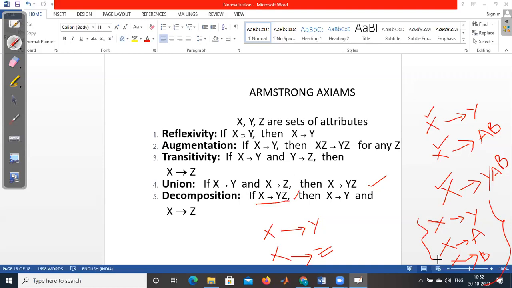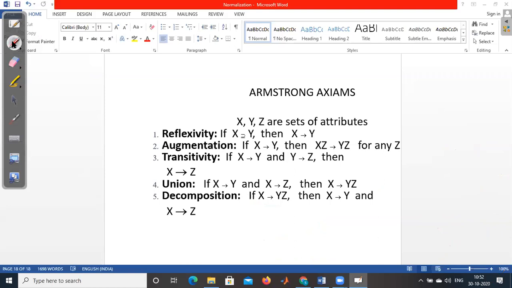Have you understood what we mean by Armstrong axioms? Do you have any doubt regarding this? We already discussed this previously, so once again I am refreshing these things. Now we go to normalization, one by one: first normal form, second normal form, and third normal form. As normalization is very important from the examination point of view, I am telling you again and again.